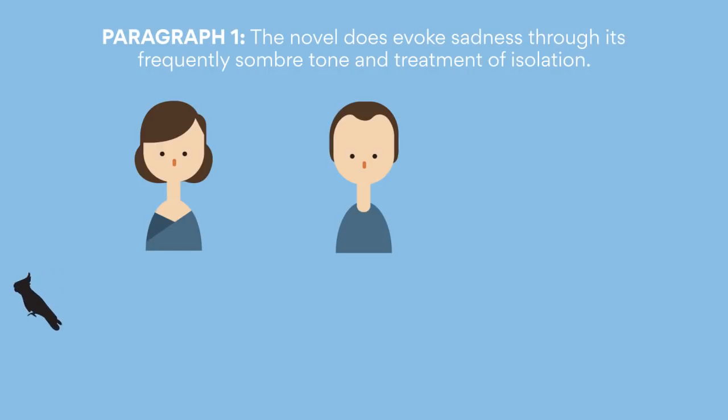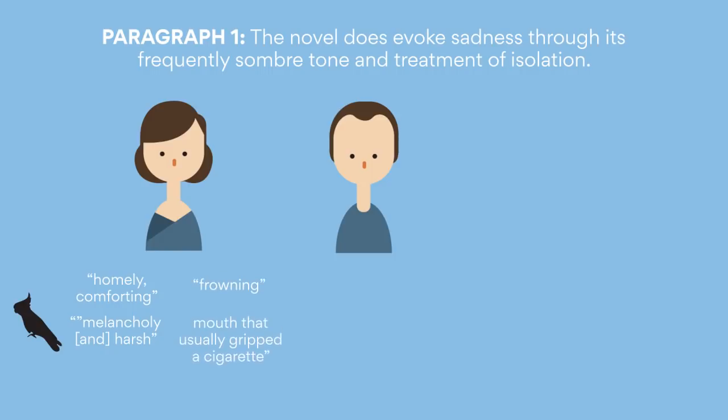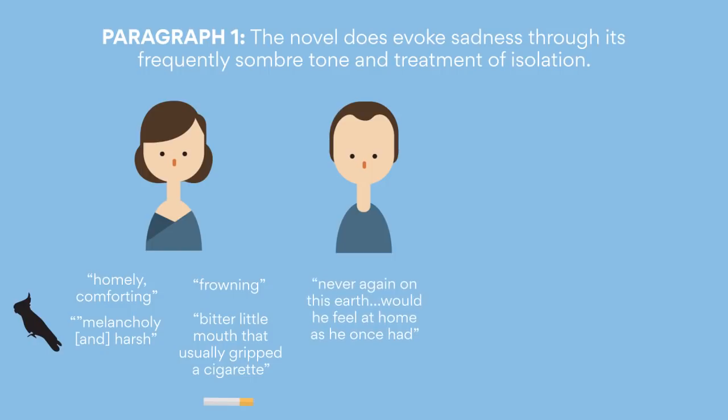For instance, black cockatoos, which represent a homely, comforting omen to locals, sound melancholy and harsh to Ida. In particular, London's solemn characterization of Ida as constantly frowning and as having a bitter little mouth that usually gripped a cigarette works to emphasize her ennui, or her dissatisfaction with being cut off from the world. Their homesickness is evoked through this constant longing for home, though sometimes much more literally. Maya feels that never again on this earth would he feel at home as he once had.